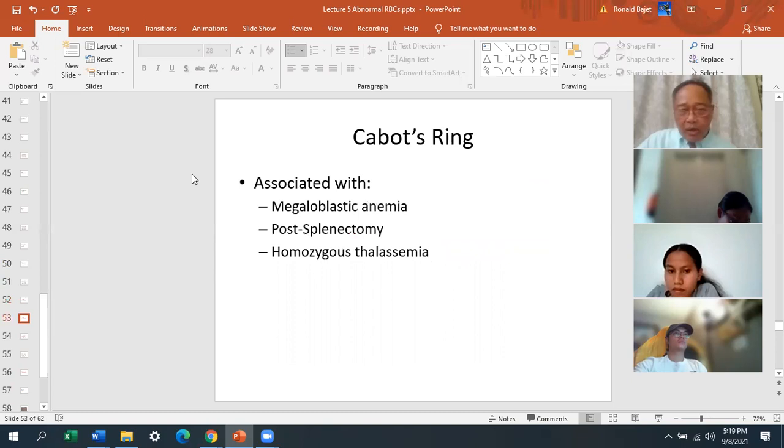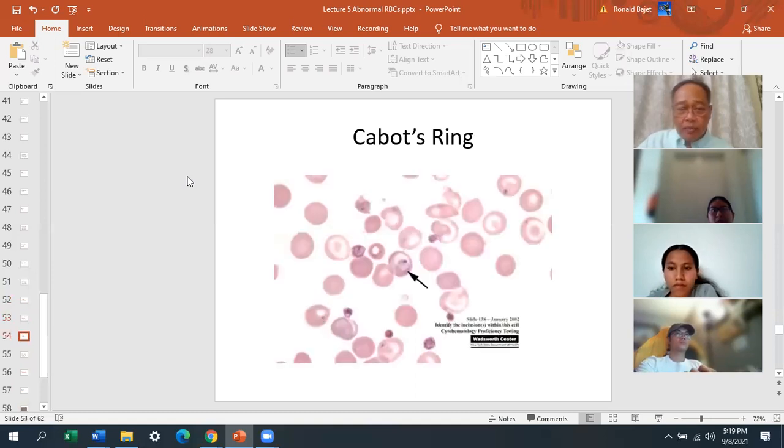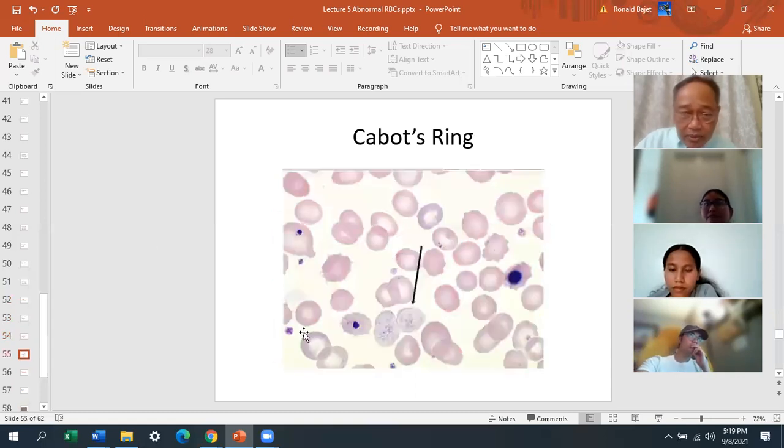It's associated with megaloblastic anemia, postsplenectomy, homozygous thalassemia. Okay, that's what it's seen in. If you notice, not too much red on this slide. Cabot's ring is difficult to see. This is a Cabot's ring. I think there's another slide with a Cabot's ring, and it's right here. To me, this almost looks like basophilic stippling, but it's not. Okay, and that's it for Cabot's ring.